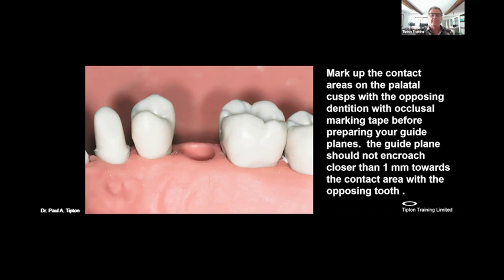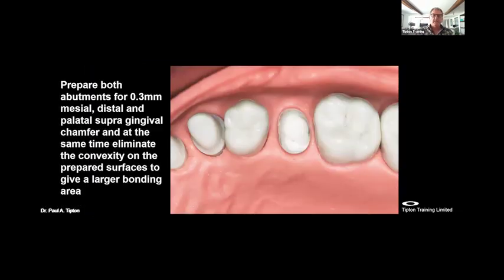Most of the time, I would like to modify the contact, and that's simple. If you have a big contact here, then take the lower part of the contact away. A little bit of enamelplasty, so that contact appears to go higher up, which allows you to go closer to it. So modify the contact. Now we're going to put grooves in. Where are we going to put our grooves in?